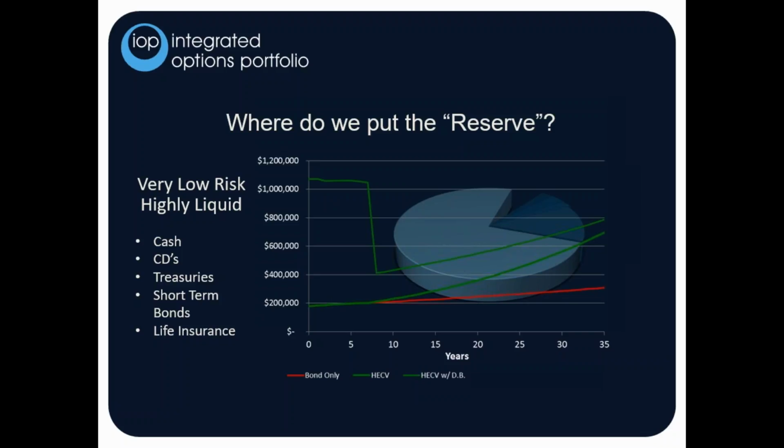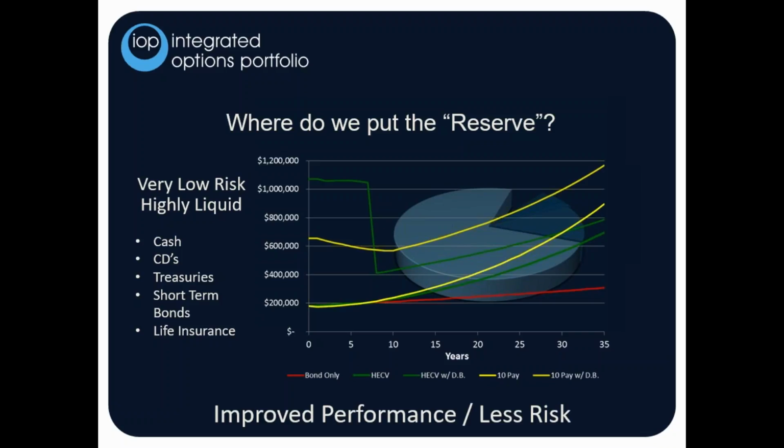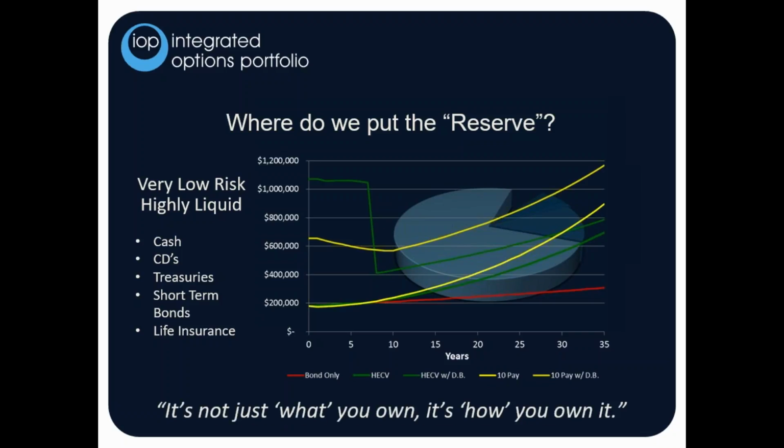And different policies have different characteristics, and I always like to throw this one up here of how a 10-pay policy might look as far as illustration goes, and that top line, once you throw a death benefit on top of there. So again, improved performance with far less risk, and with this option strategy, it's not just what you own. It is how you can own those different stocks, funds, or shares differently.